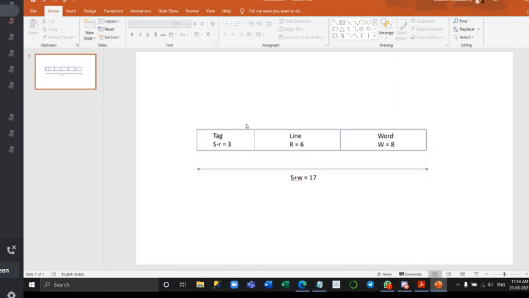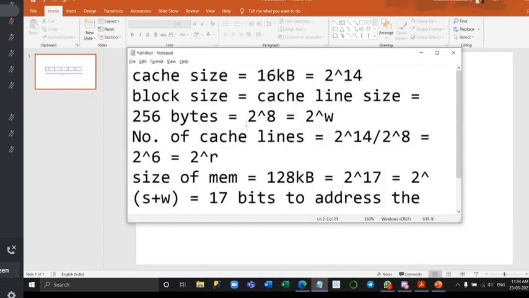Right? So the word occupies W bits, the line occupies R bits, and the tag occupies S minus R bits. Okay. So the W bits that is present for the word can be used to represent the size of the cache line or the size of the memory block, which is equal to 2 to the power W. So since we were given that the memory block size is 256 bytes, then we can represent it as 2 to the power 8, and hence we get that the value of W is 8.